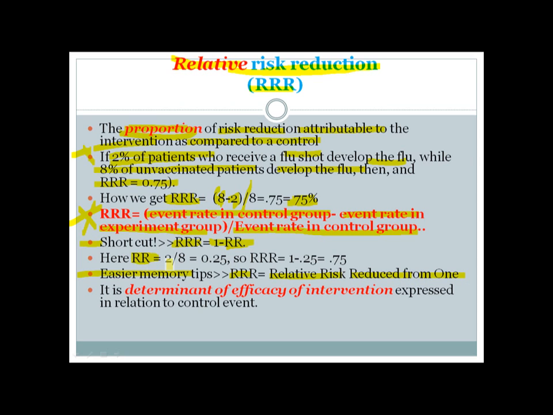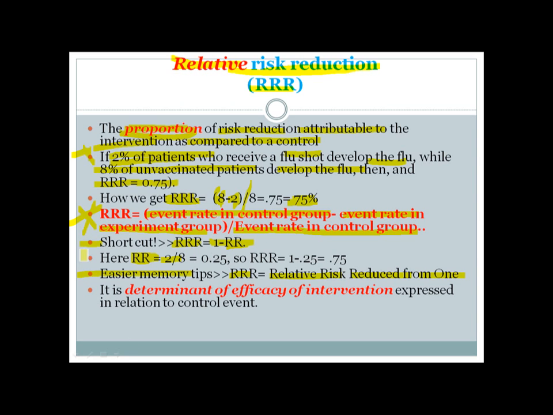Here relative risk is equal to 2 over 8. Why 2 over 8? As you can remember from your previous knowledge, relative risk is a proportion, where we get it by dividing the development of disease or outcome in the exposed group by the development of an outcome or event rate in the unexposed group.